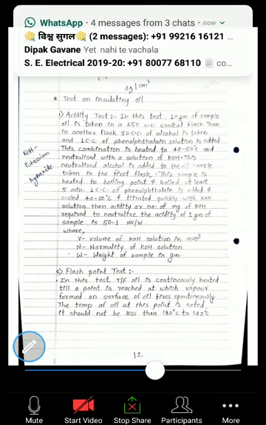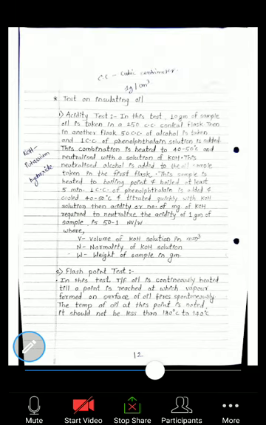This neutralized alcohol is added to the oil sample taken in the first flask. Means whatever phenolphthalein you have taken, you have to add in the second flask. This sample is heated to boiling point, which is 100 degrees Celsius, and boiled for at least 5 minutes. Then 1 cc of phenolphthalein is added, cooled to 40 to 50 degrees Celsius, and titrated quickly with the potassium hydroxide, that is KOH solution.